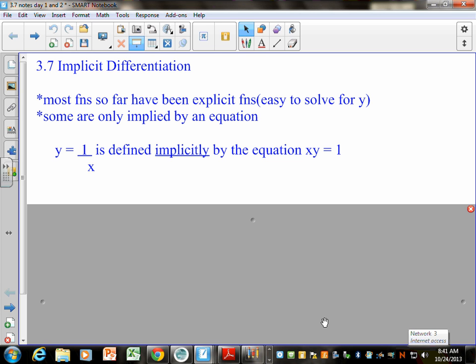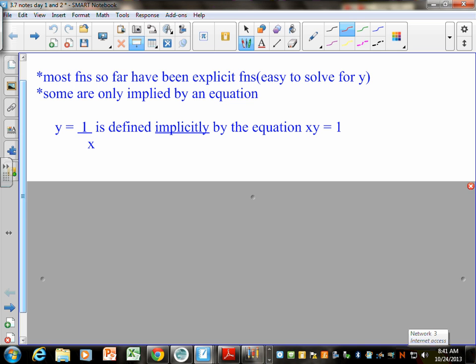Multiply both sides by x, and we would get x times y equals 1. That was kind of a silly one to do implicitly, but today we're going to learn how to take the derivative when x and y are on the same side together, because sometimes you can't get y by itself. This is definitely something that shows up on the AP exam, and it's just a cool new way to take derivatives. Who's excited?